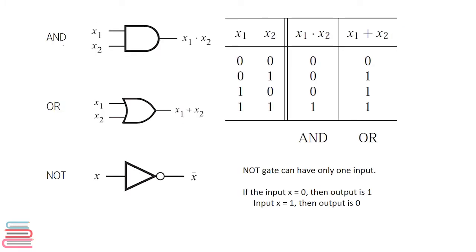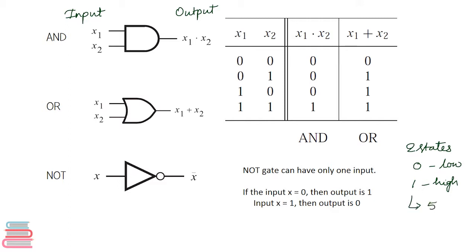Well, these are the gates AND, OR, and NOT, and this is the symbolic representation of each gate. Each gate has two states, the input state and the output state, and each input or the output has two states, that is 0 and 1. 0 means low and 1 is high. The 0 and 1 are the digital representations of voltages, where usually 1 means 5 volts and 0 means 0 volts. Now let's see how the AND, OR, and NOT gates work.